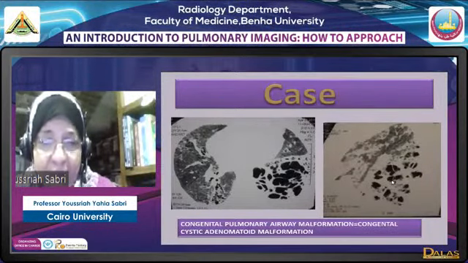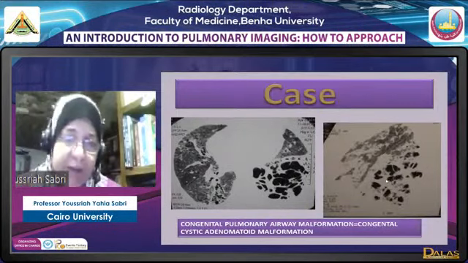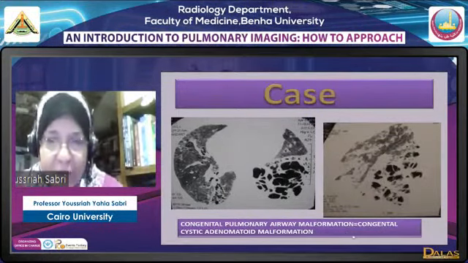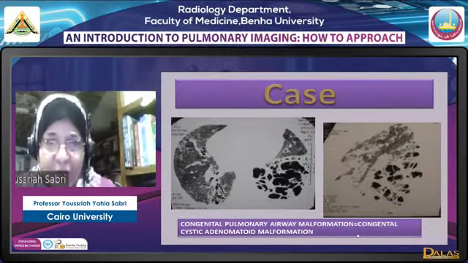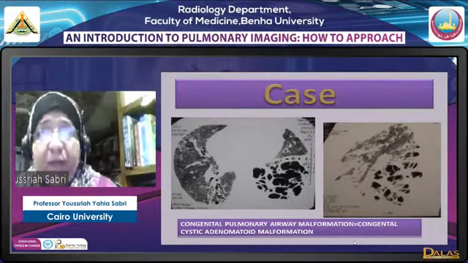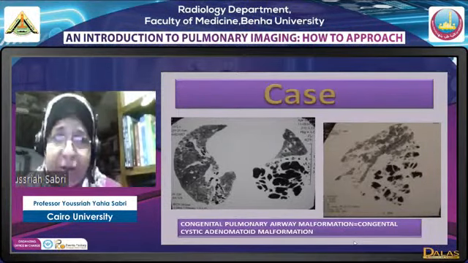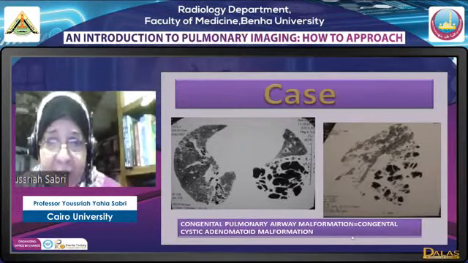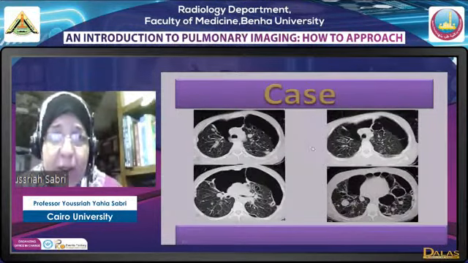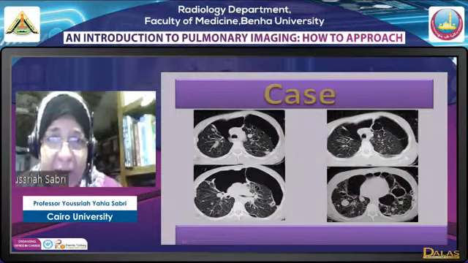This is a congenital pulmonary airway malformation. It looks like this. It has another name, the old name, congenital cystic adenomatoid malformation. And it is one of the congenital lesions that we see in adults. Now again, we have here bilateral cysts.